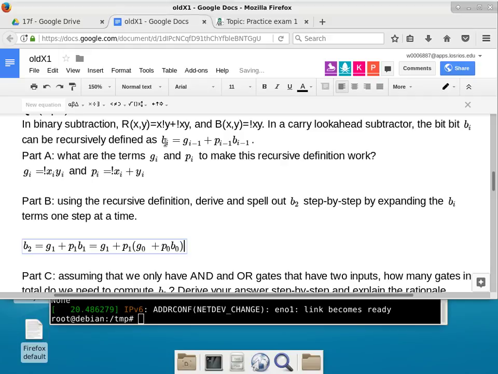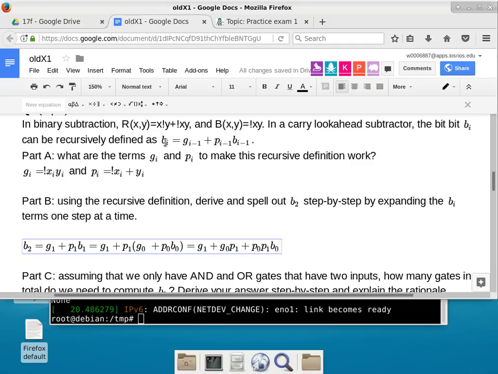Is that okay? All right. So when you use distribution, then you end up with G1 or, and then you distribute the P1 over the disjunction in the inside. So you end up with G0 P1 or P0 P1 and B0.